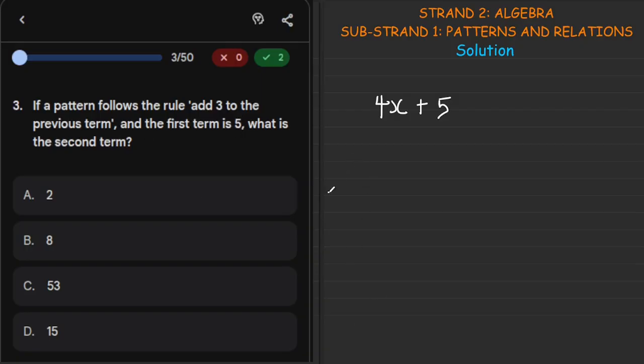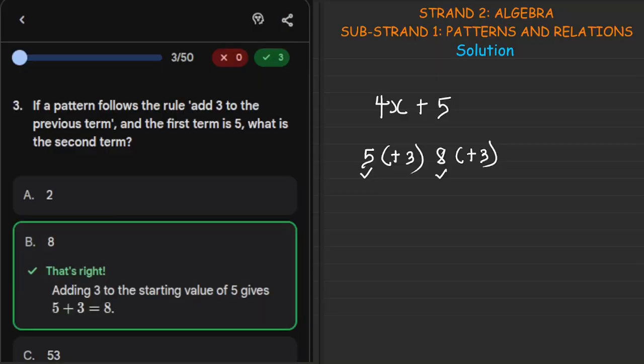It says our first term is 5, and the rule is saying we should add 3. So it simply means you should keep adding 3. Hence you have plus 3, and 5 plus 3 will give us 8. So our first term is 5, our next term will be 8. Then we can add another 3 again in that order to form the pattern. This is just asking for the second term, hence our second term is 8. I do hope you got that.